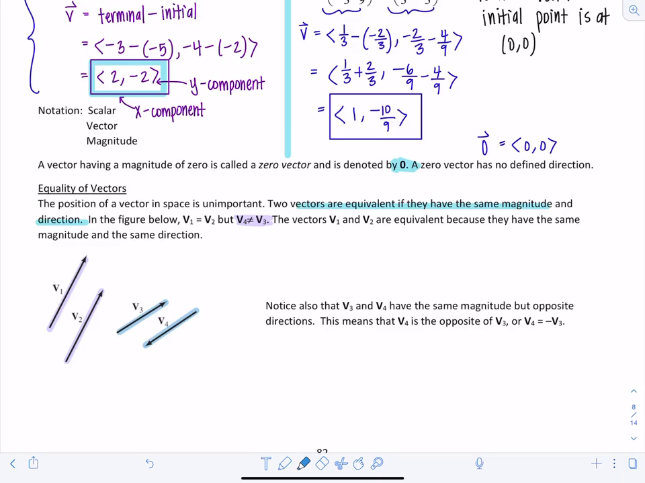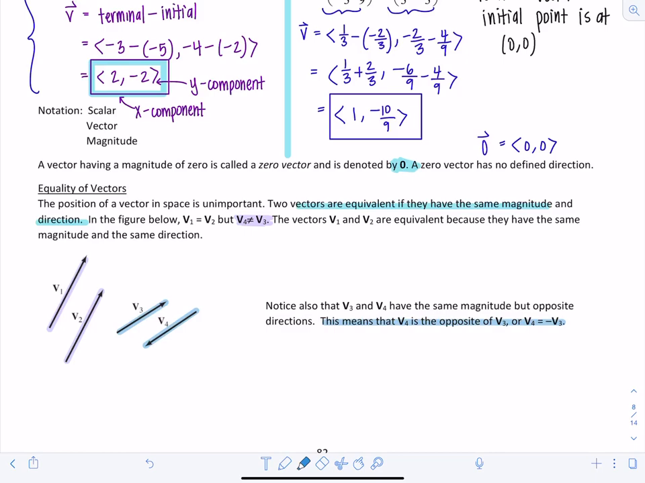So what this means is that V4 is the opposite of V3, or we could write V4 equals -V3, or vice versa. So for two vectors to be equivalent, they have to not only have the same length, which is the same magnitude. So when you hear magnitude, just think length. But they also have to have the same direction. They have to be pointing in the same way, okay?